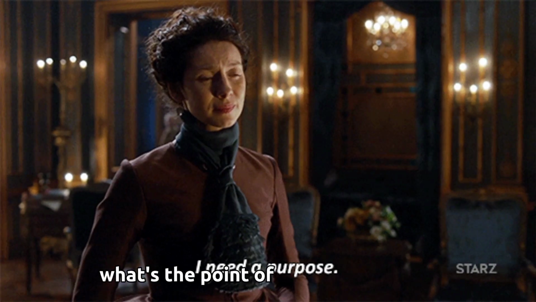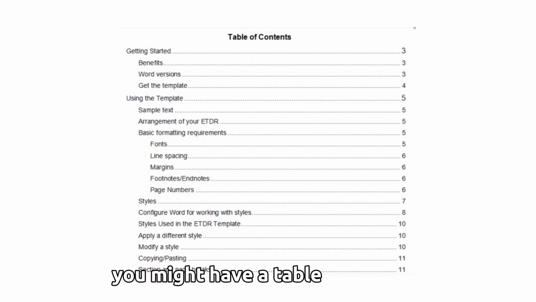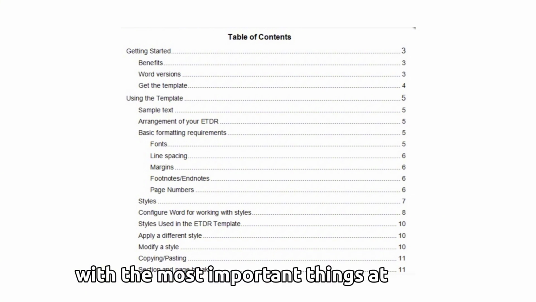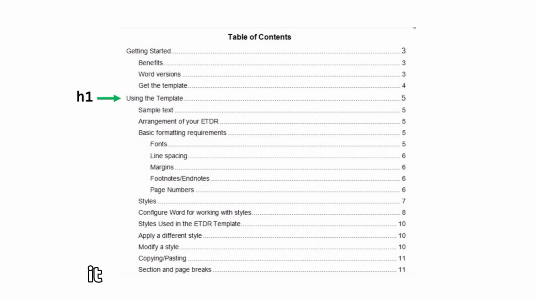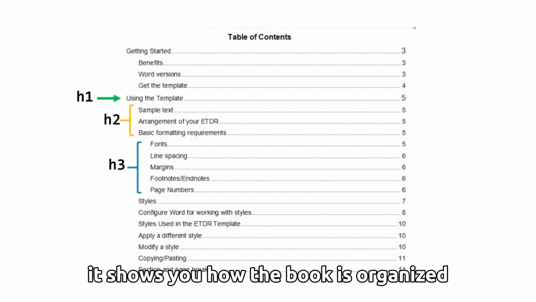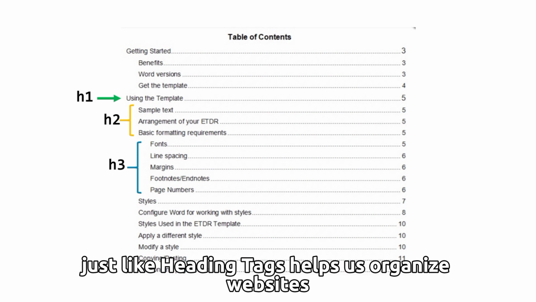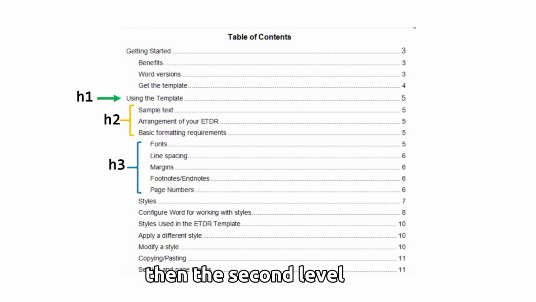What's the point of these heading tags, I hear you ask? Well, the idea comes from book binding. When you write a book, you might have a table of contents. This is like a pyramid with the most important things at the top and the least important things at the bottom. It shows you how the book is organized, just like heading tags help us organize websites. So you've got the top level headings here, then the second level here, and the least important one here.